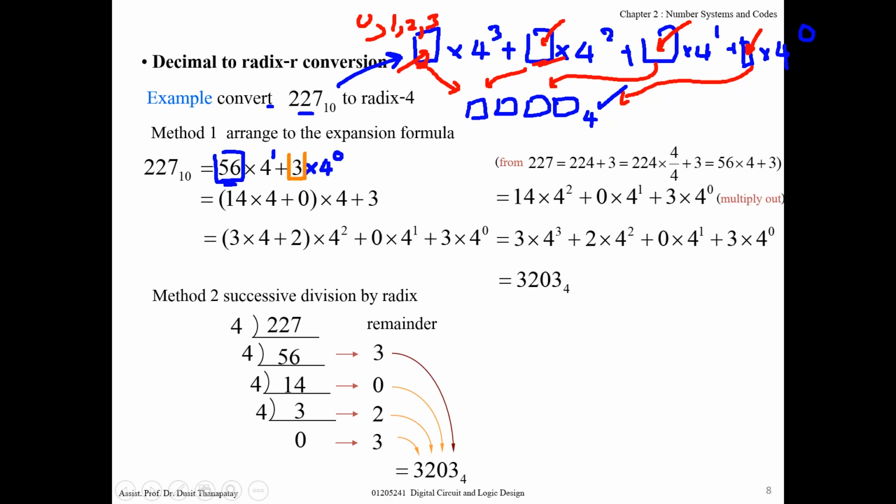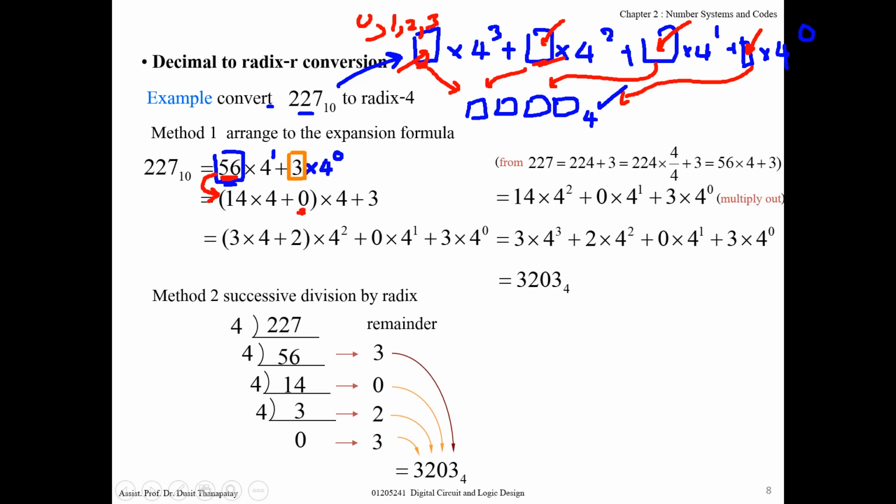This 3 is okay, right? Because it's less than 4, okay? 0, 1, 2, 3. But this one is not okay. So what should you do? You should rearrange this number, right? For example, because 56 is 14 multiplied by 4 plus 0.